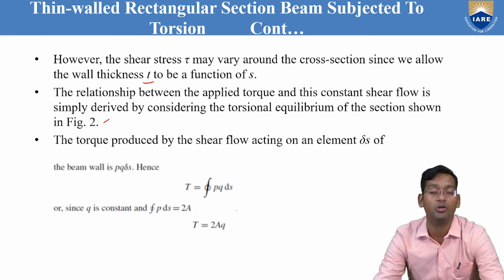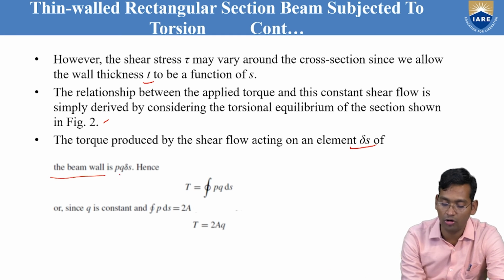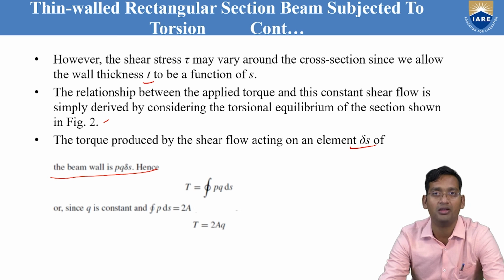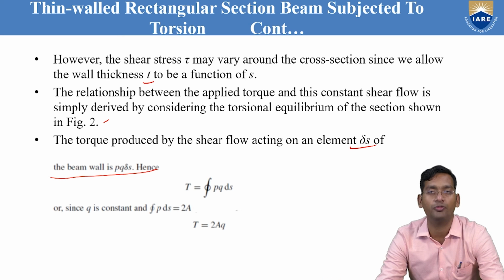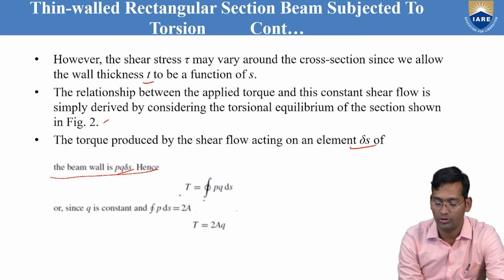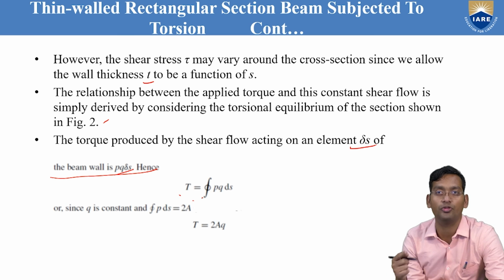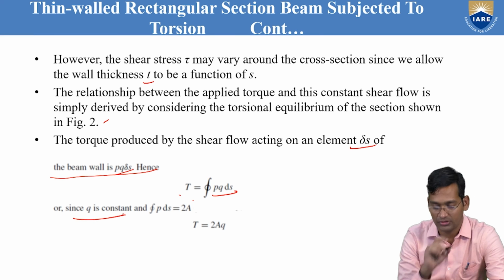Now what will be the torque? The torque produced by the shear flow acting on an element delta s of the beam wall is pq delta s. So the torque will be force into q into delta s, which gives the torque. Now the total torque is the integral for the closed cycle. If it's an open one, then this circle won't be there. So T equals the closed integral of pq ds, or since q is constant, then what happens?